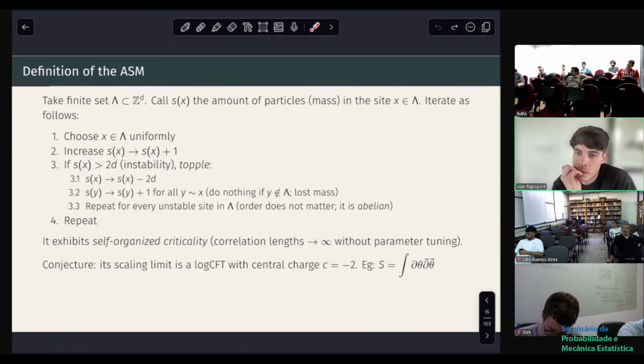Yes, Alan, is this conjecture in any dimension? No, dimension two. Sorry, two. Okay. Yeah, very, very important. Yes, sorry about that. Two.